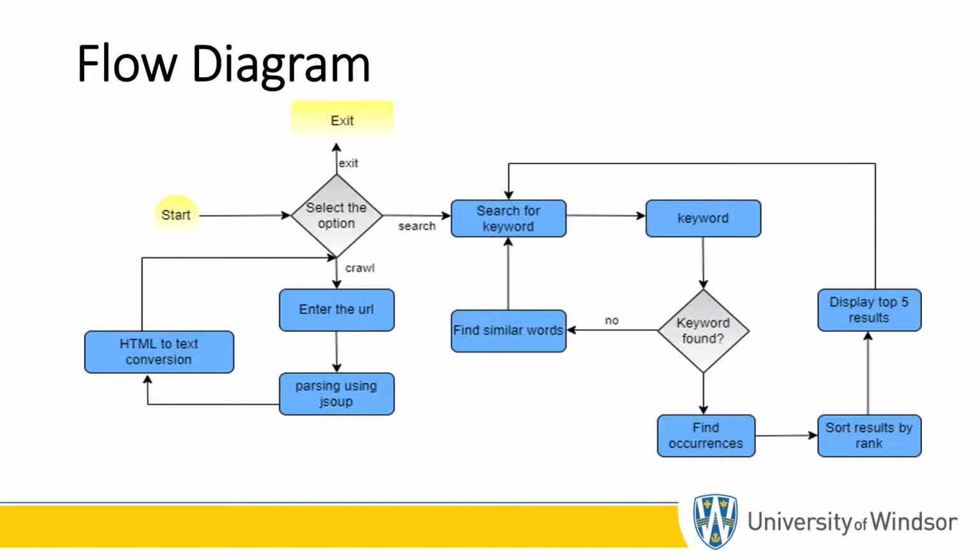If we get a result for the entered keyword, then occurrences of the keyword are found in the data, and the data is ranked by the ranking functionality based on the occurrence of the keyword, and the top 5 results are displayed to the user. And we can use the exit option to exit the web search engine. Now I hand over to Manat to further discuss the future scope of the project.